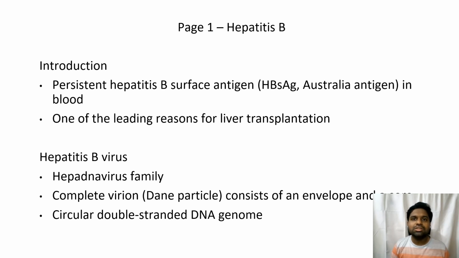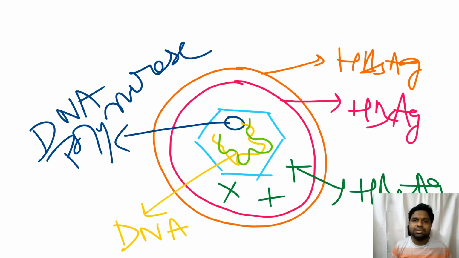Hepatitis B is caused by the etiological agent hepatitis B virus, and this agent is in its complete virion form, which is called the Dane particle, containing envelope as well as core. The genome is circular double-stranded DNA. Next comes the diagram of hepatitis B virus.